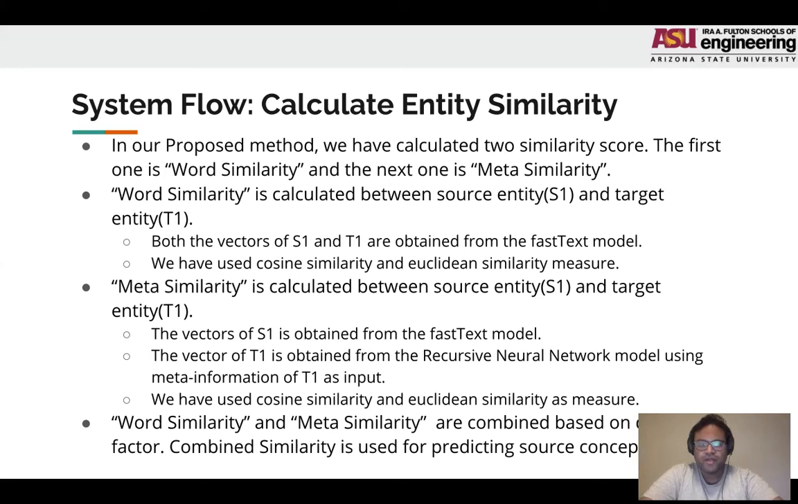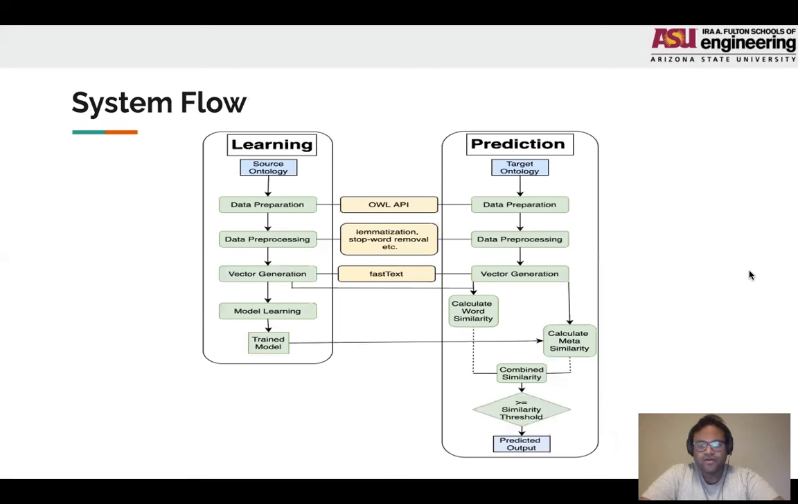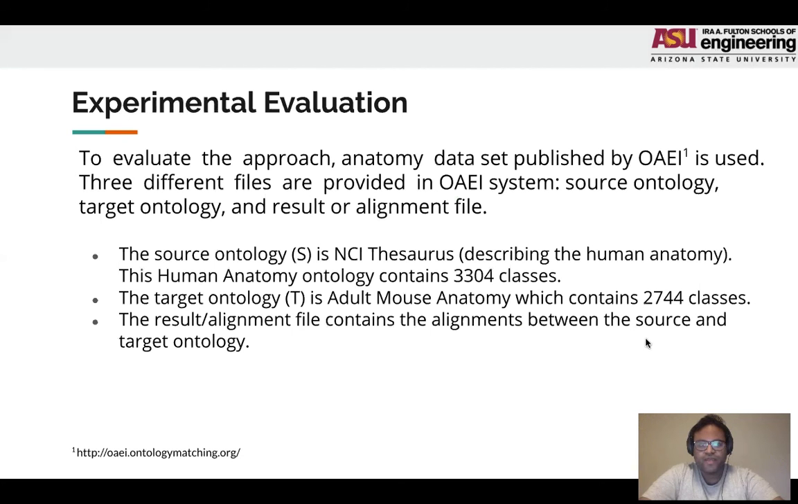We calculated that this particular human ontology, the source ontology, might be similar to the target one. As we have two different similarities, we have to combine them into a single similarity. So we have used the harmonic mean of these two similarity scores. After this, we have trained our model.